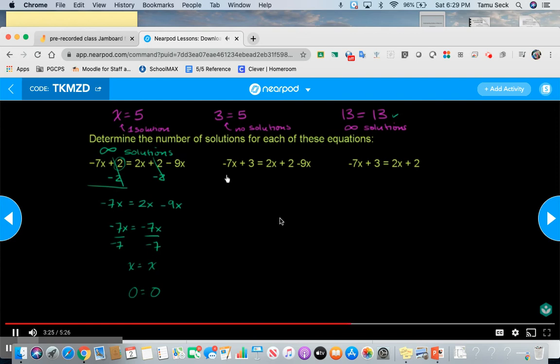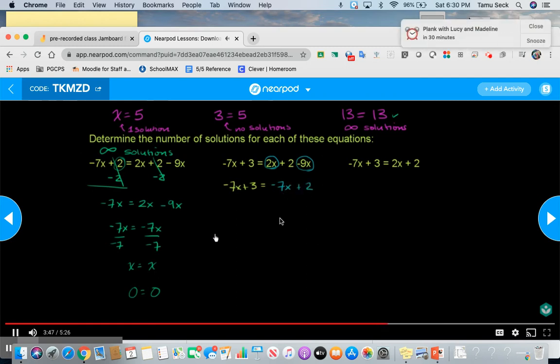So once again, I'll do it a little bit differently. I'll add this 2x and this negative 9x right over there. So we will get negative 7x plus 3 is equal to negative 7x plus 2. Let's do that in that green color. Plus 2, that's this 2. Now let's add 7x to both sides. If you add 7x to the left-hand side, you're just going to be left with a 3 there. And if you add 7x to the right-hand side, this is going to go away, and you're just going to be left with a 2 there.